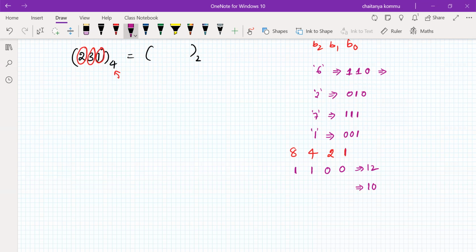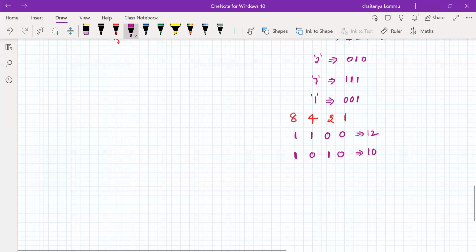For example, I want to represent 10. What bits are required? Which position bits are required? Where are the logic 1 bits required? 8 and 2, sir. Yes, 8 and 2. The remaining 2 bits are 0.